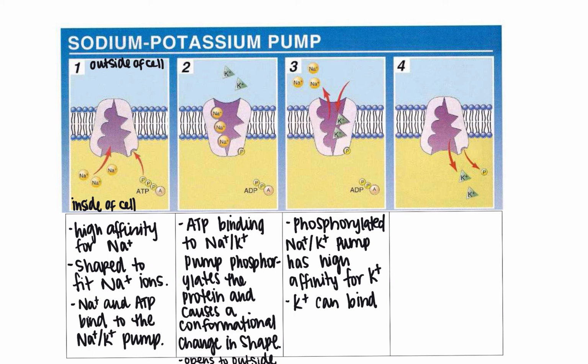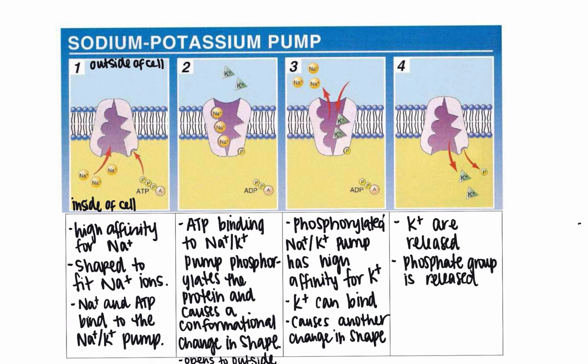Then, when the potassium binds, that causes another conformational shape change, which releases the phosphate group and opens it back up to the inside of the cell. This cycle repeats over and over again.